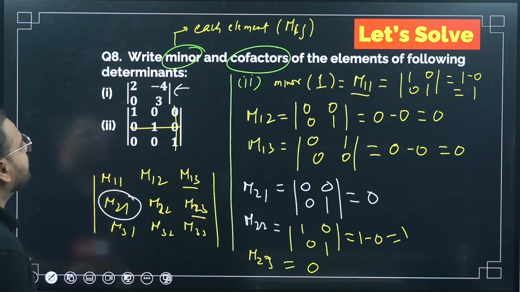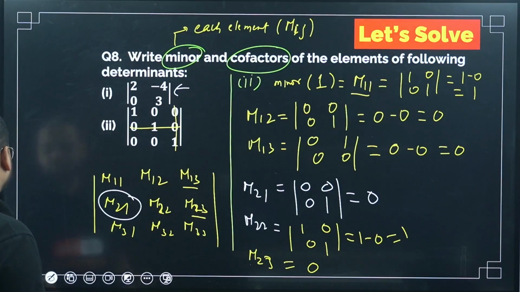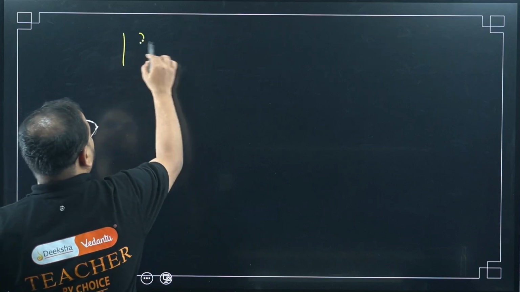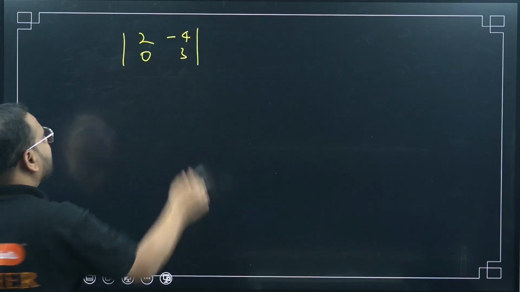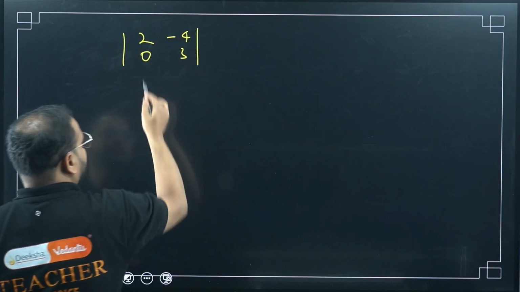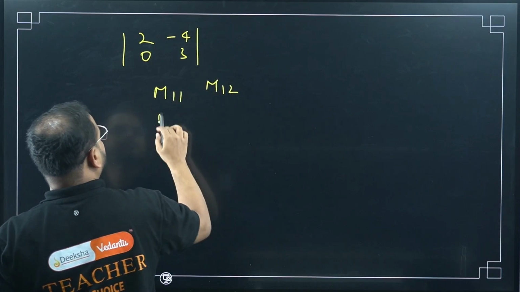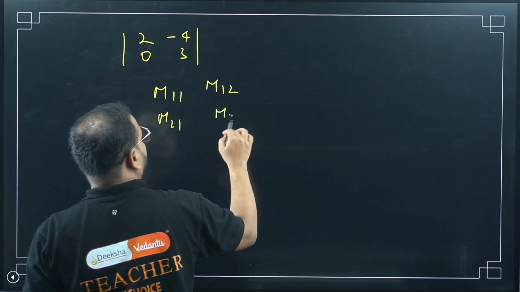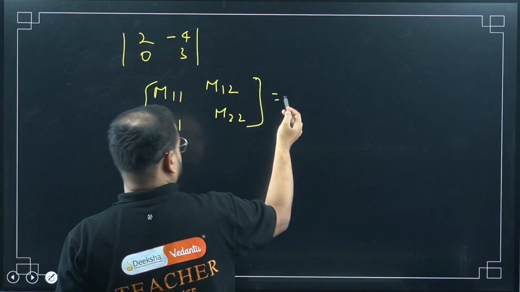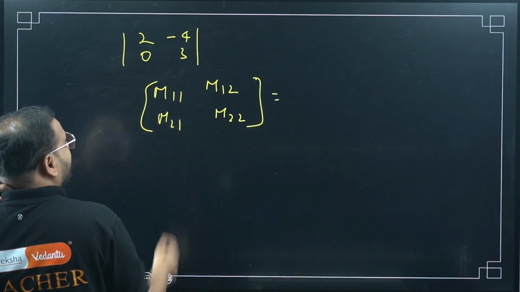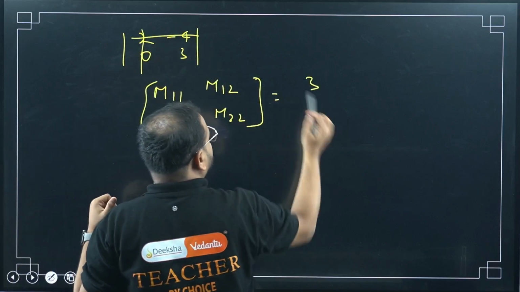So the second one is done. For the first one, what will we do? The matrix was [2 -4; 0 3]. First, how many minors will I have? M11, M12, M21 and M22, or not? What is my M11? For 2 I'll write it. Cancel this row and this column. What is the answer? Simply 3.